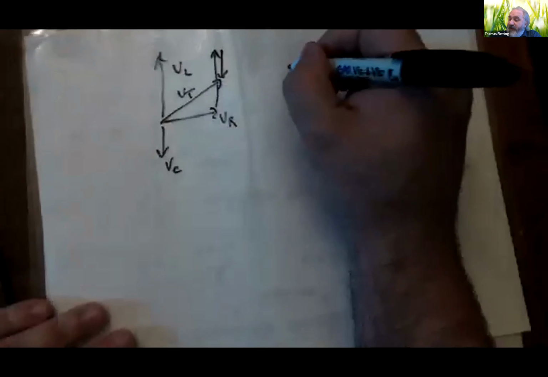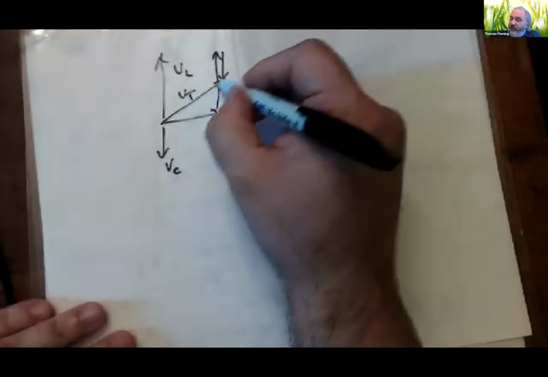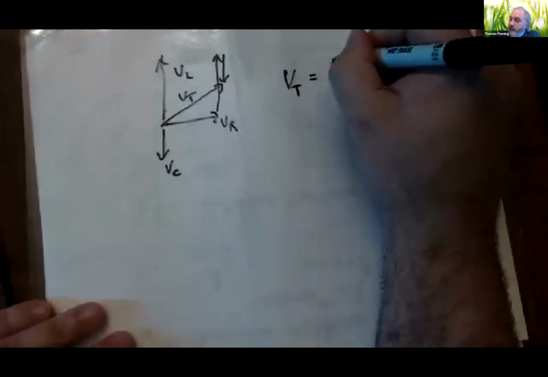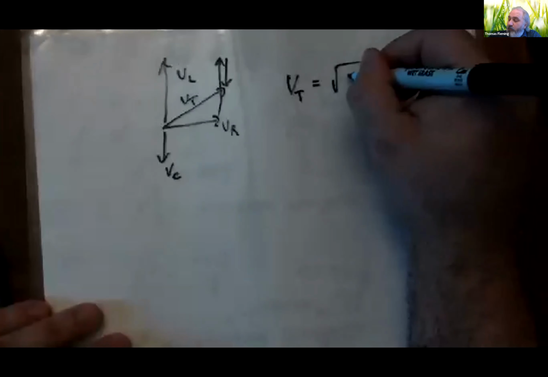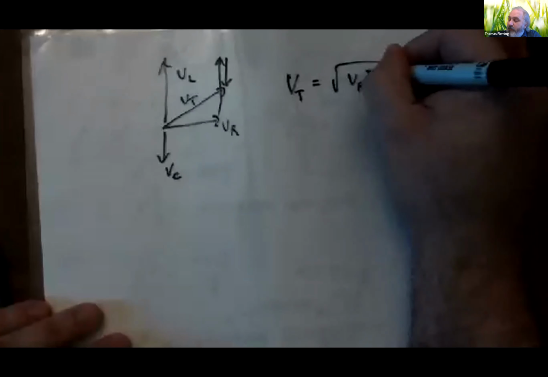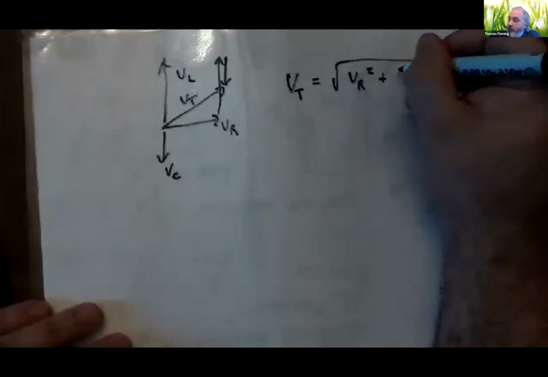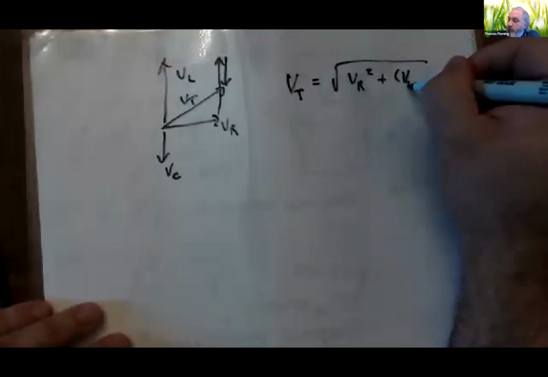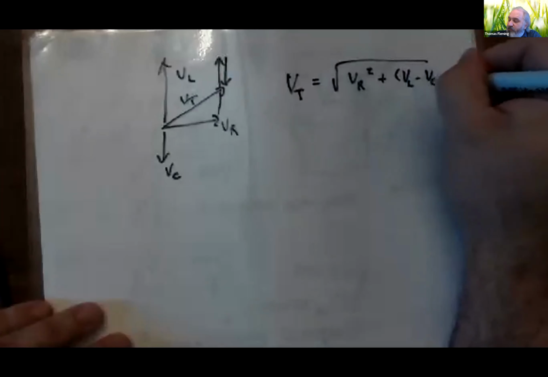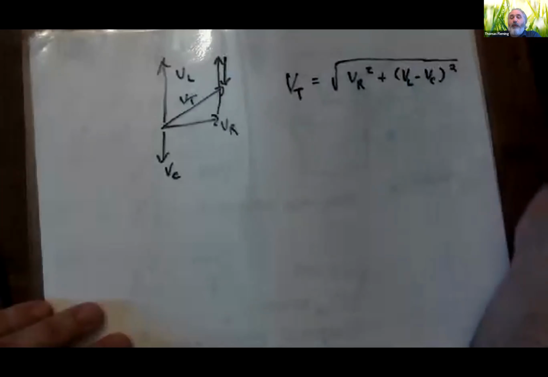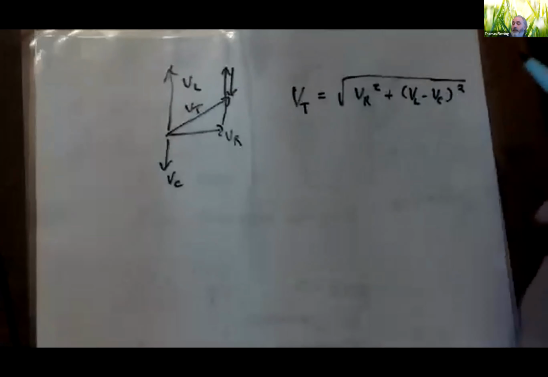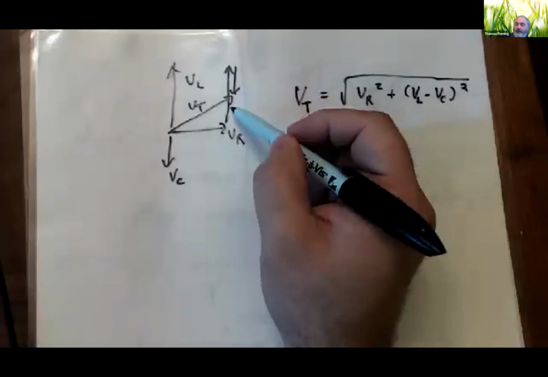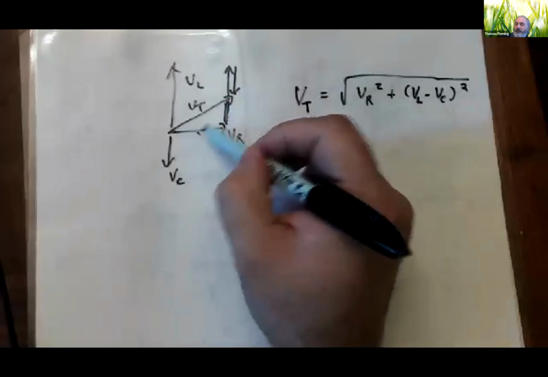So I could say that this, from the Pythagorean theorem, would equal VR squared plus, I have to subtract VL and VC, so VL minus VC quantity squared. Again, I'm just using the Pythagorean theorem because I have VR on this side and this distance right here is VL minus VC. So this squared plus this squared equals that squared.